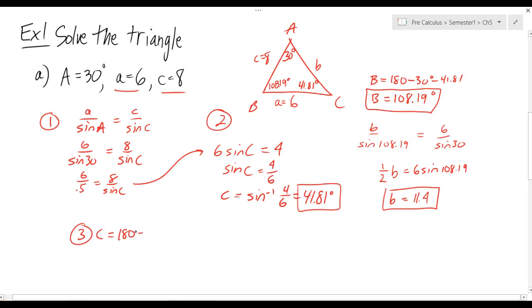Let's say C is 180 minus 41.81, and so that would tell us that C is 138.2 degrees. Now we're going to see if it's possible to make a triangle with these measurements. We already know angle A is 30 degrees, so we have a new drawing now. We have angle A is 30, angle C is 138.2 degrees. Obviously I don't have a scale drawing, because that doesn't look like an obtuse angle.